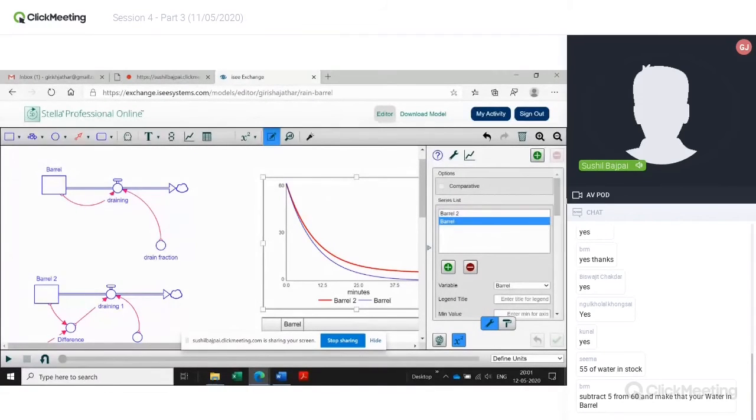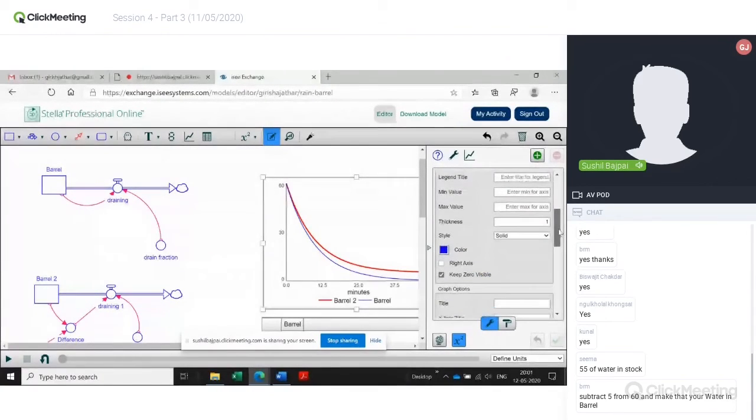I'll select this. Now you can change it. So make it two.